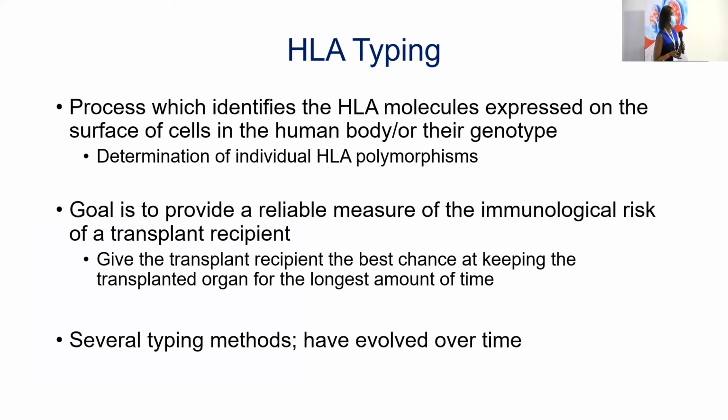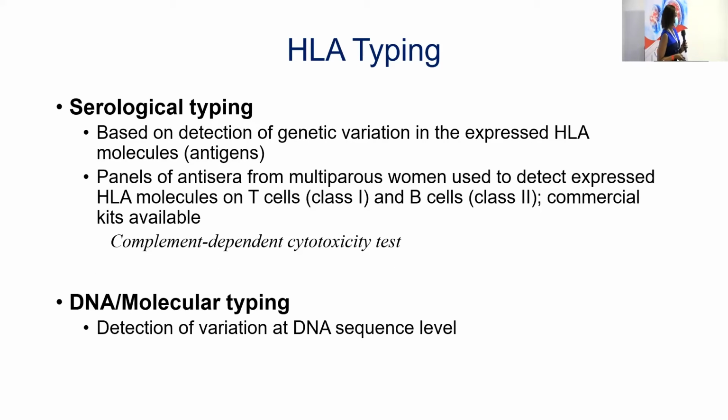The goal of HLA typing is that when you look at that match or mismatch, you're providing a measure of immunological risk of rejection. The aim basically is to ensure that the transplant recipient can keep that transplanted organ for the longest amount of time. There are various typing methods that have evolved over the years with advances in molecular biology.